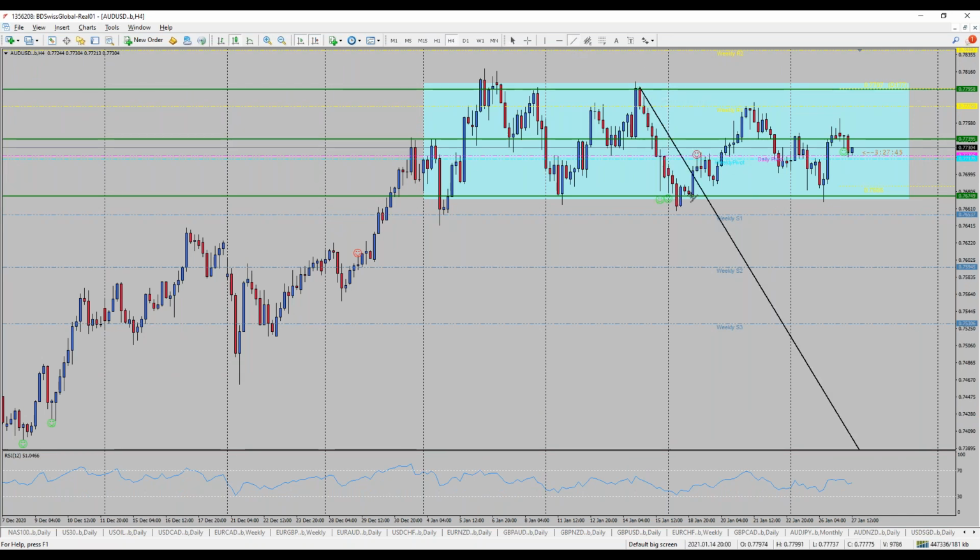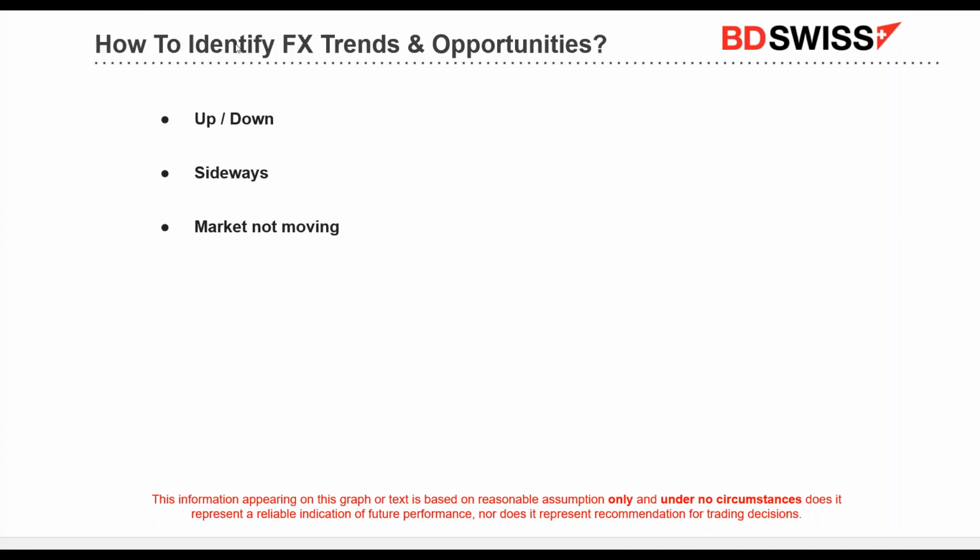Same story, clear trend you can see here. We are falling, falling, falling, falling. We've fallen to the support area. The market starts rising, breaks the trend line, then we buy, and so on and so forth, right? So this is some sort of an easy idea of how you trade.